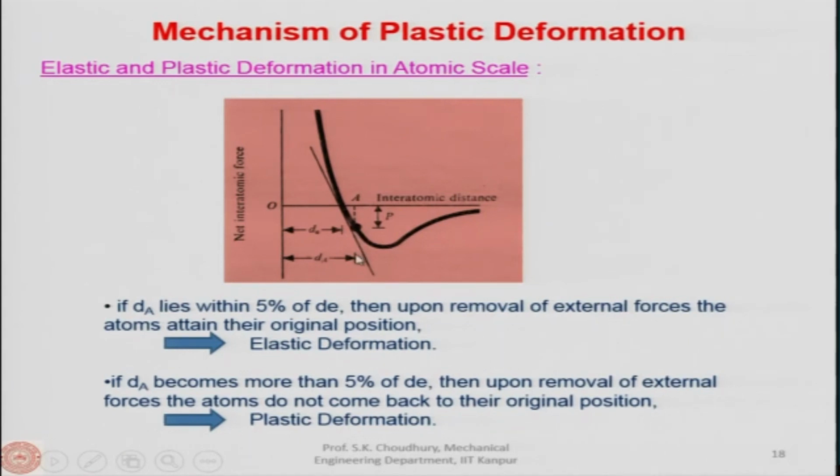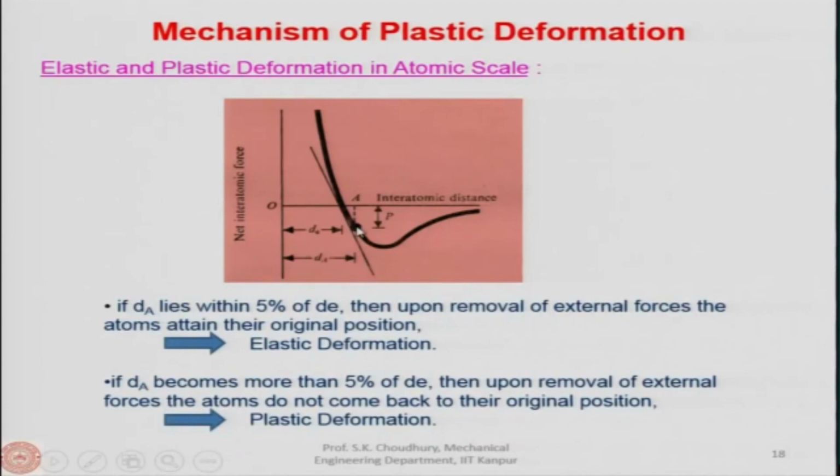So, let us say now this distance dA, if this distance lies within 5% of dE, not more than 5% of dE, then upon removal of the external forces which forced the atom to move from this position to this position, the atoms attain their original position. It will come back to this position. And this phenomenon is called the elastic deformation, because, as you understand, in the case of elastic deformation, it is linear.